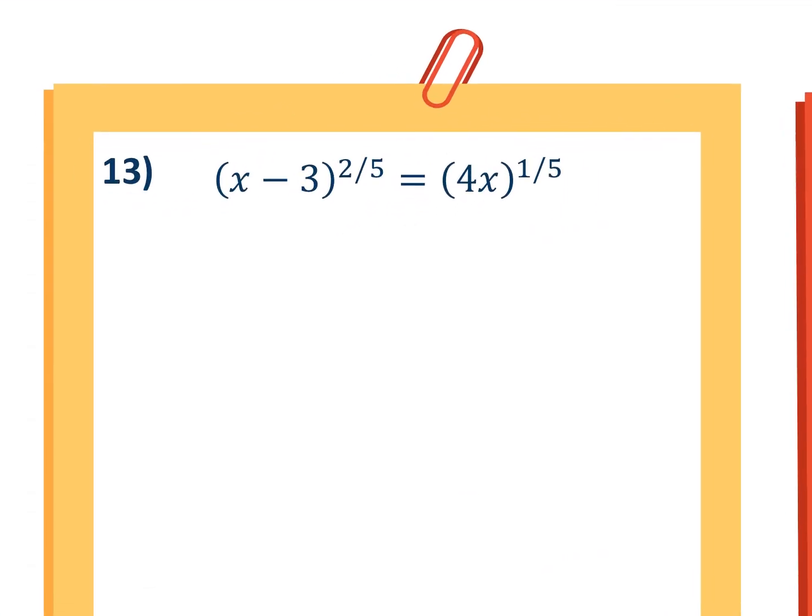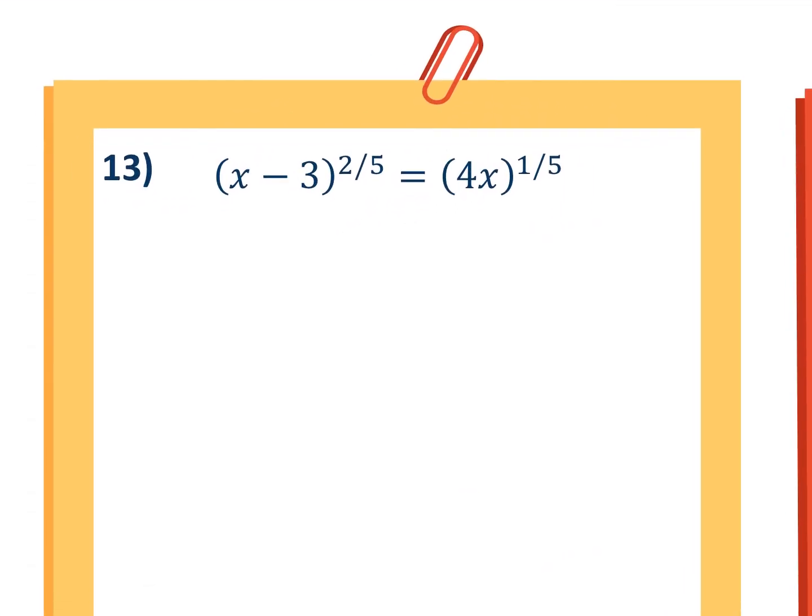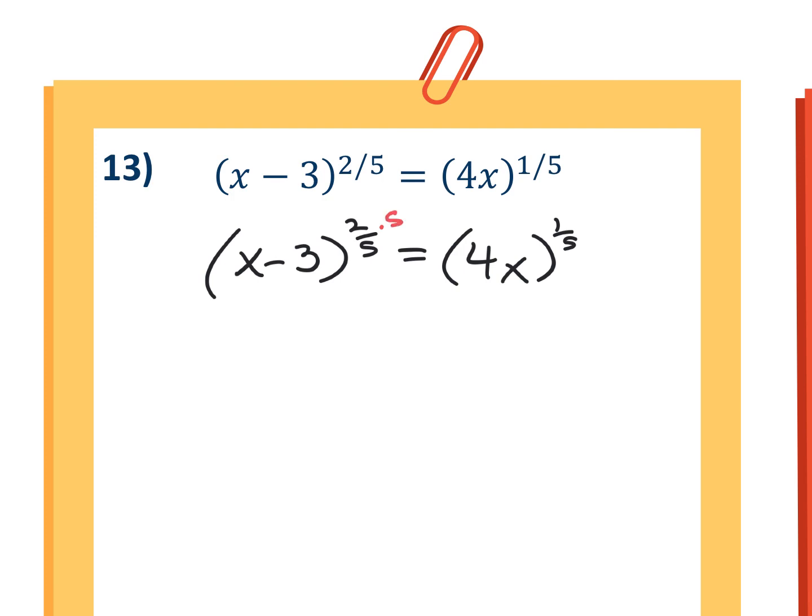Number 13. In order to solve this, I'm going to raise both sides to a reciprocal power. So what I'm going to do is raise both sides to the 5th power. So let me go ahead and rewrite the problem. So I'm going to raise both sides to the 5th power. So that's going to cancel this one, and then this one simplifies. So then this one just becomes x minus 3 squared equals 4x.